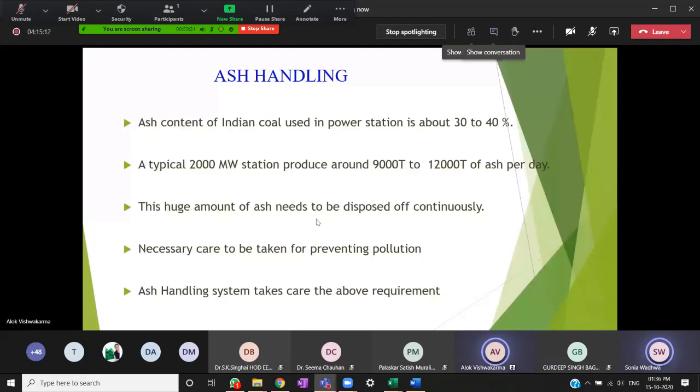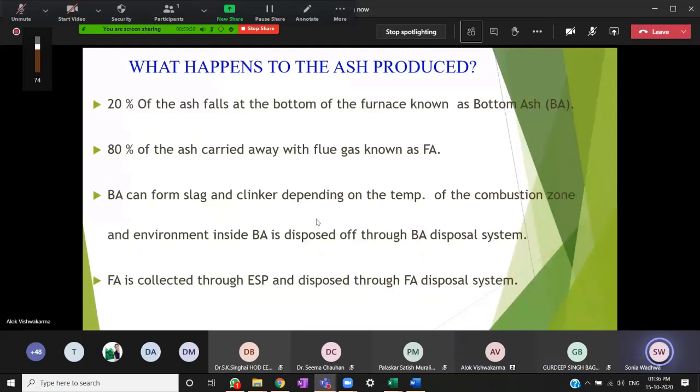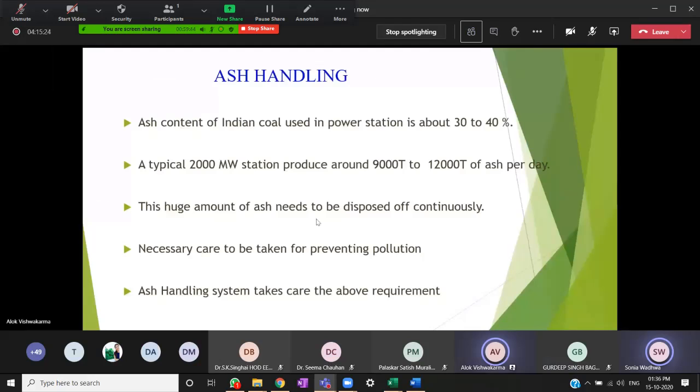Good afternoon, sir. Yeah, please. Sir, I have a question: is there any technique to reduce air pollution in a power plant? Yeah, there are techniques, and I will cover them in the next slides. Okay, in coming slides. Okay.